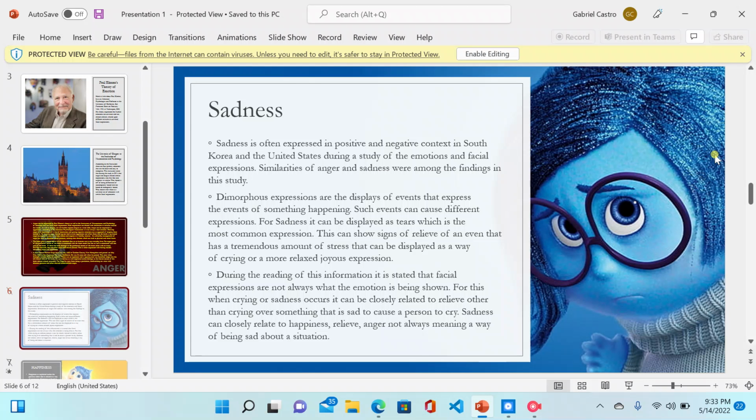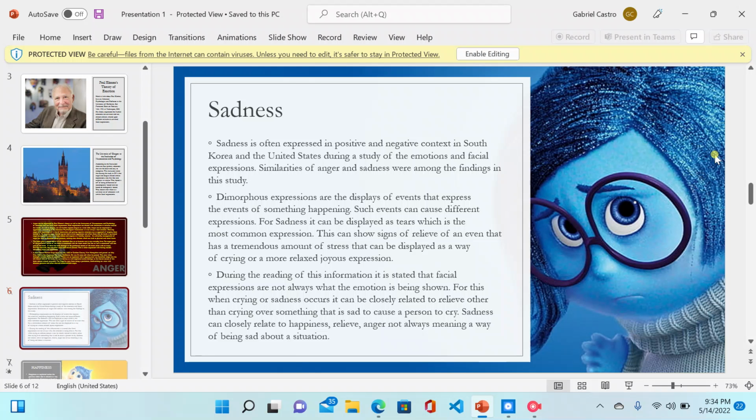So, sadness. Sadness is often expressed in a positive and negative context in South Korea and the United States during the study of emotions and their facial expressions. Similarities of anger and sadness are among the findings in many studies. Dimorphous expressions are displays of events that express something happening. Such events can cause different expressions.